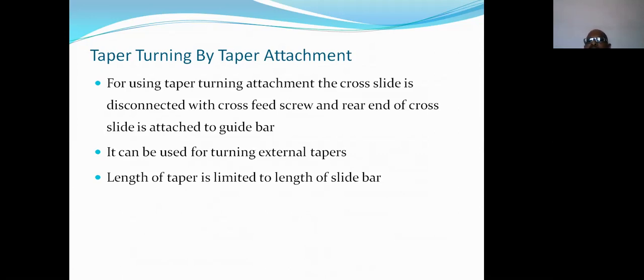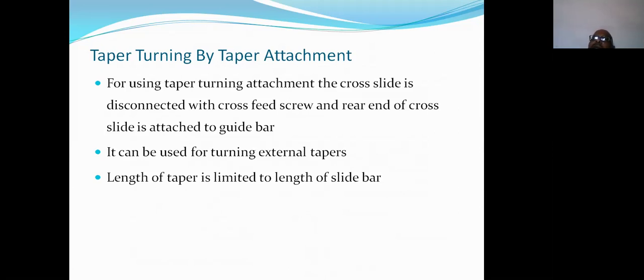That means the cutting tool moves along the length of the sliding bar only. Once the cutting tool reaches the extreme point of the slide bar, there is no provision for further movement of the cutting tool. So that is the limitation or restriction for each and every process.